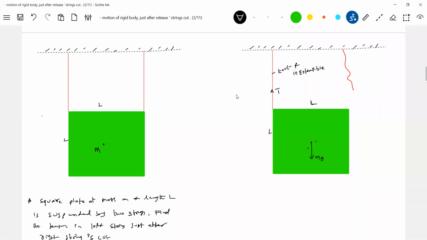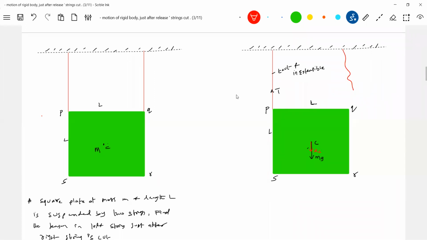So let me call this the center of mass. So let this be P, Q, R, S. So let me give names to the corners. And then the moment you cut the string, what happens? The center of mass will try to move vertically down.